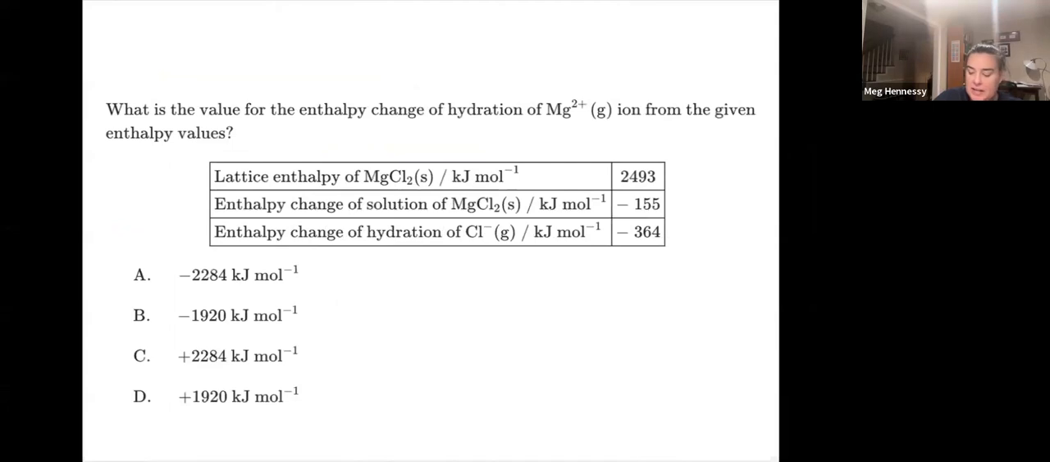As a double check, if you want to see how you're doing with this idea, what I'm asking you to do is to solve for the enthalpy change of hydration of magnesium ions, and I gave you the other values. I'm going to give you a second. You can throw your answer in the chat. This is right on the verge of not having a calculator, but hopefully we'll be able to deduce if we're right or not without having to do any arithmetic.